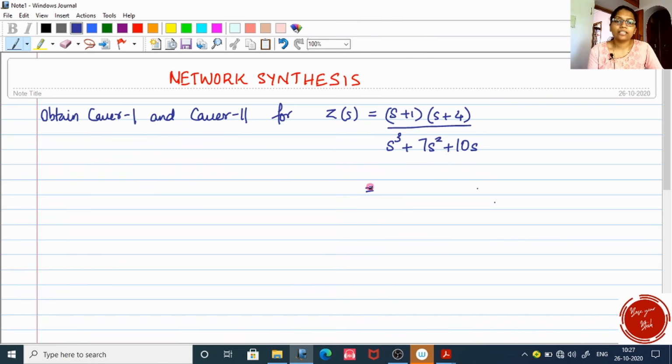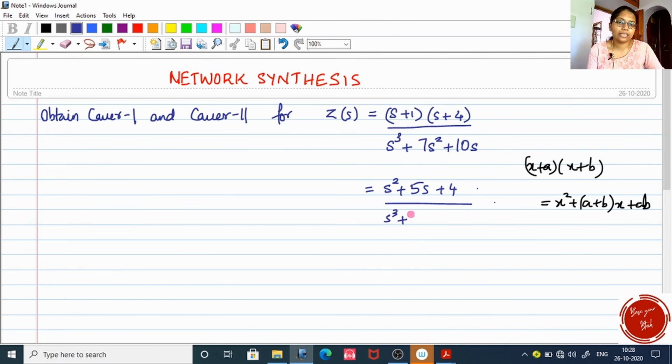So first thing is expand completely, that is remove these brackets. There is a formula: (x plus a) into (x plus b) is x square plus (a plus b) x plus ab. So for this numerator it becomes s square plus (4 plus 1), 5s, plus 4, divided by s cube plus 7s square plus 10s. That means in the fraction you must not have any brackets inside. So this is your Z of s.